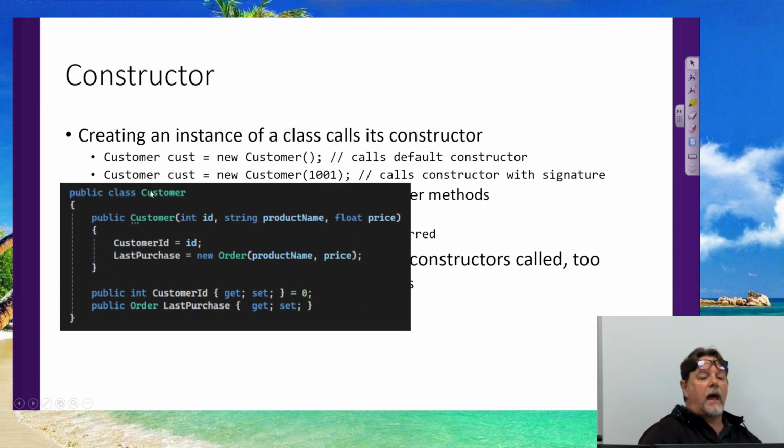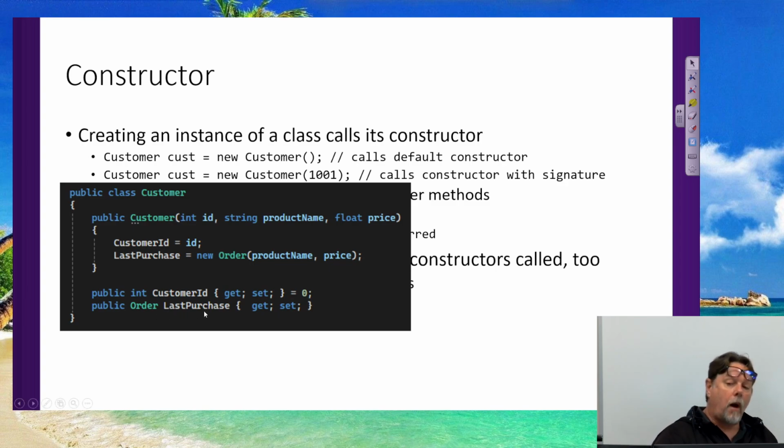Okay, so class customer, here's an example of a constructor that has multiple parameters. And this would not be unusual where you'd have a number of properties defined. And as you can see, this object is composed of an integer and an order object.